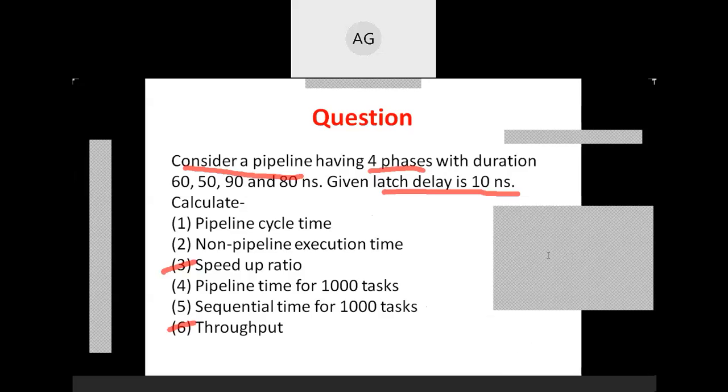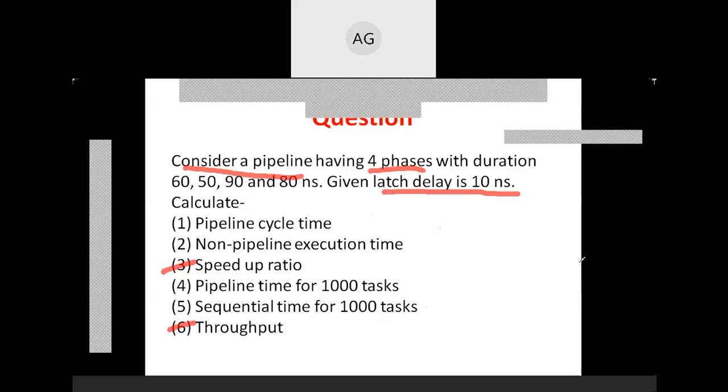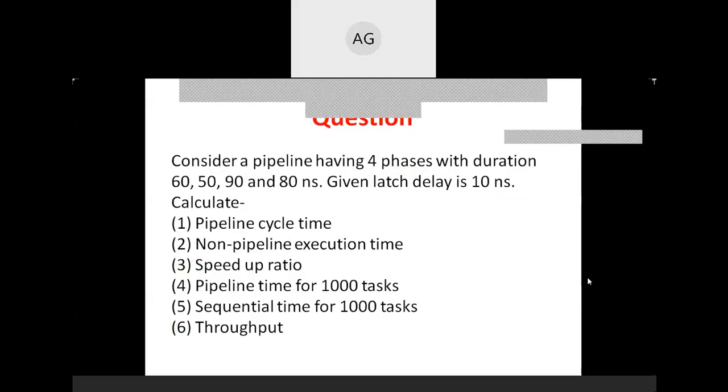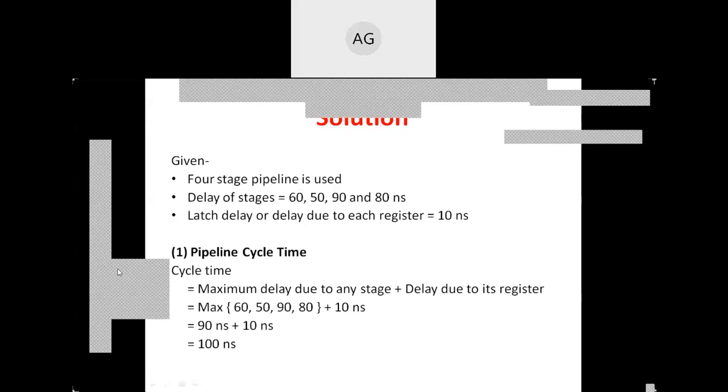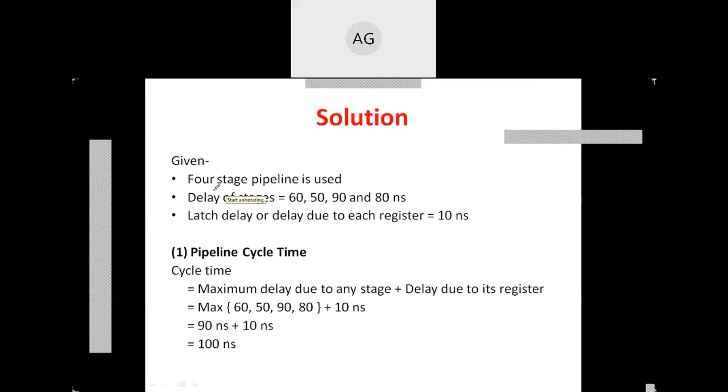Now moving to the next slide, I think all of you note down this data in your copy. So now we are going to solve it. So moving to the next slide. First you need to write down what is given in the question. So a four stage pipeline is used. Delay of stages is 60, 50, 90, and 80 nanosecond, and latch delay or delay due to each register is 10 nanosecond. So first you need to calculate the pipeline cycle time.